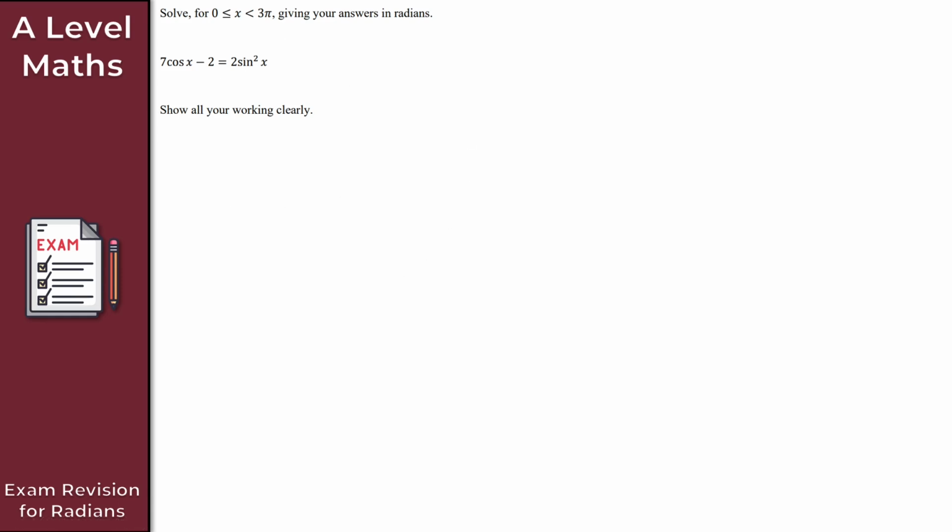So for this question here then, let me just begin by writing down this trigonometric equation. So we have 7 cos x minus 2 is equal to 2 sine squared x. Okay. Now for this trigonometric equation here, you need to recognize that we do need to use a trigonometric identity.